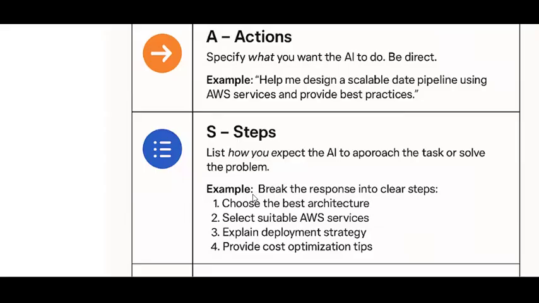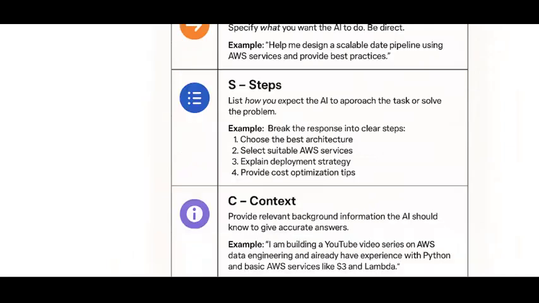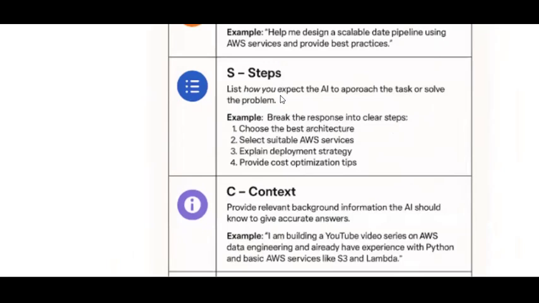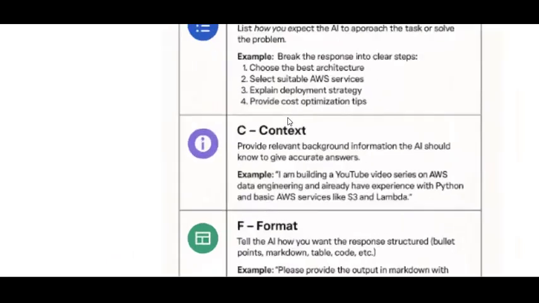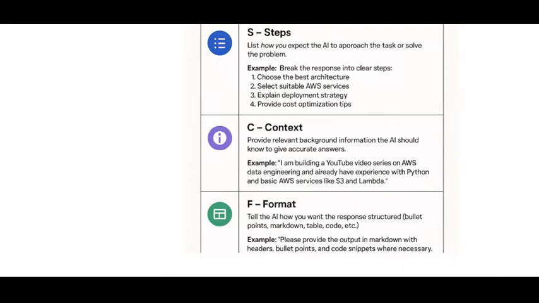Examples also you need to provide. And related to steps, what are the steps or approach that your AI will follow, that also you need to specify in your prompt. After that, context. So what is the context? That means you need to provide relevant context that the AI should know to give you accurate answers.